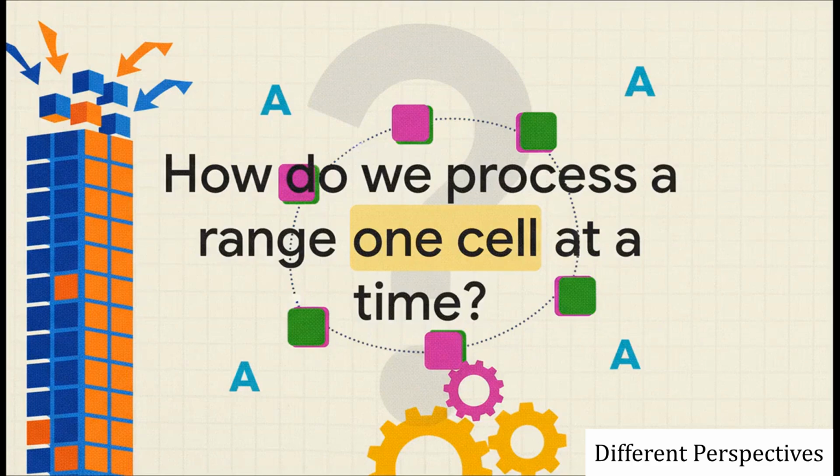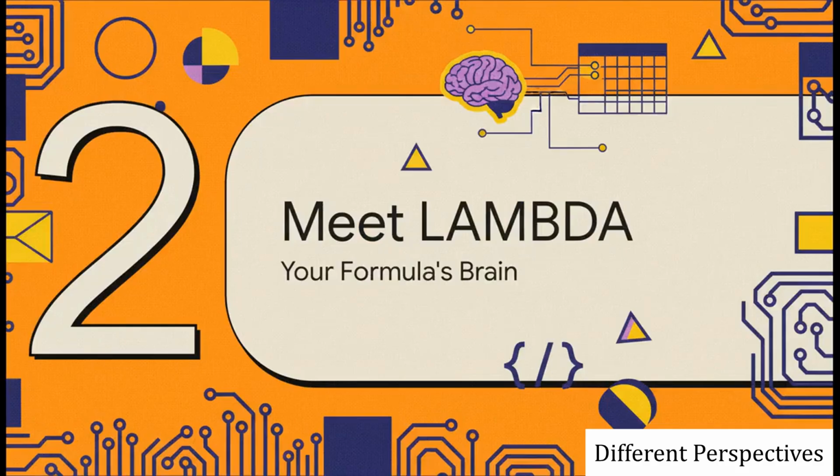And that really is the heart of the problem, isn't it? We need a way to tell our formula, hey, listen, I know you see that whole column of data, but I need you to just focus. I need you to process it one single cell at a time. And that, my friends, requires a totally new way of building our formulas. And that new way of thinking, it all starts with a function called LAMBDA.